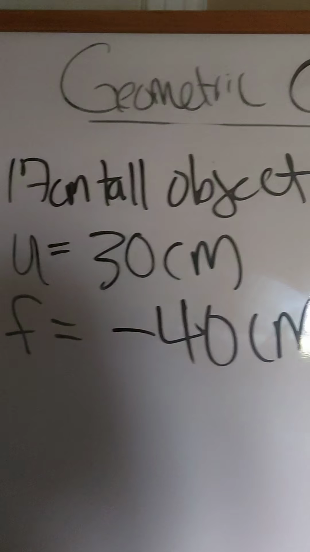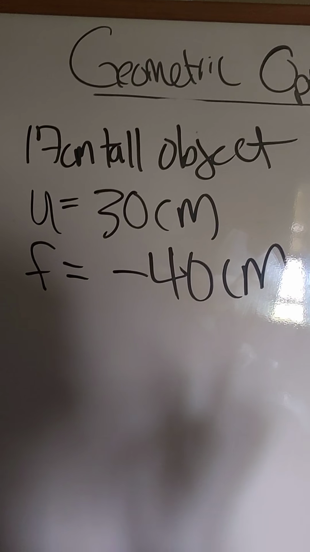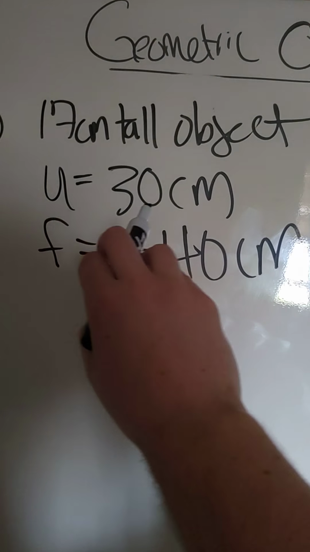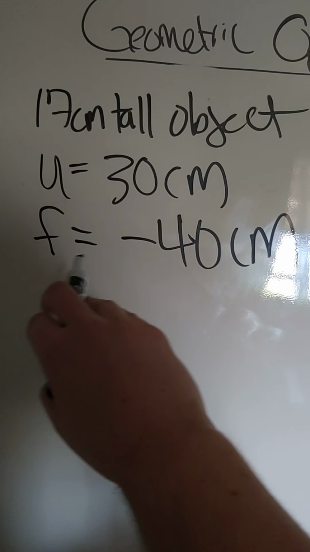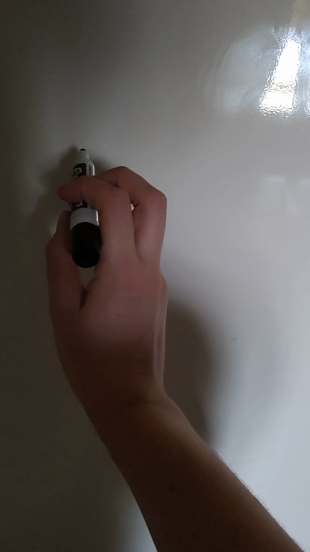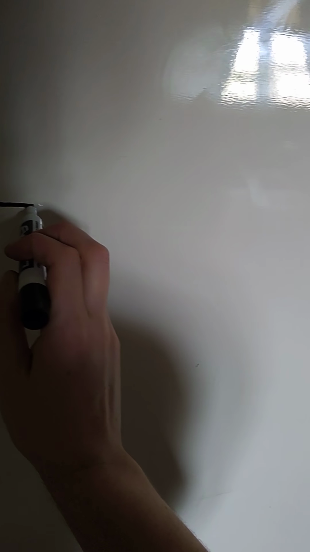All right, guys. Last one for fun sheet 1, number 4. 17 centimeter tall object. Object distance is 30 centimeters in front of the lens. Focal length is going to be negative 40 centimeters. So drawing that out, I'm just going to take you through step by step instead of having it prepped.